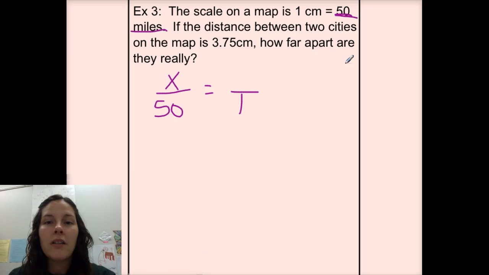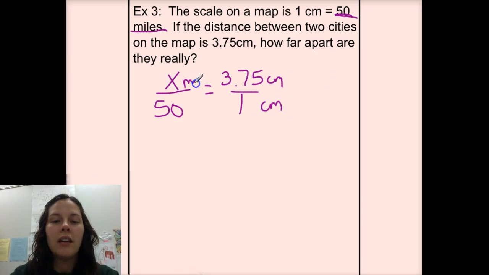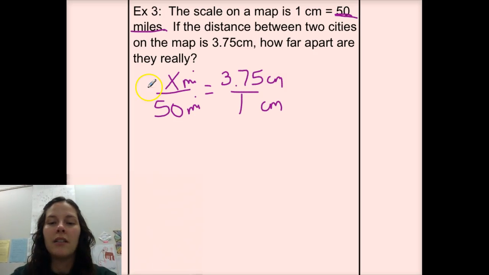So notice the 1 and the 50 correspond because they're both on the map, and the 3.75 correspond because on the map they are 3.75 centimeters apart, and in real life they would be X number of miles apart. We do not have to convert because of the way that we set up our proportion. We have the centimeters go together and the miles go together. Our answer will be in miles.